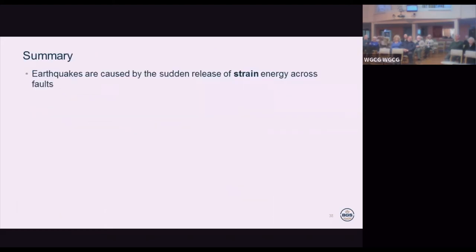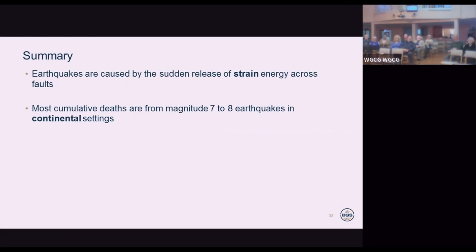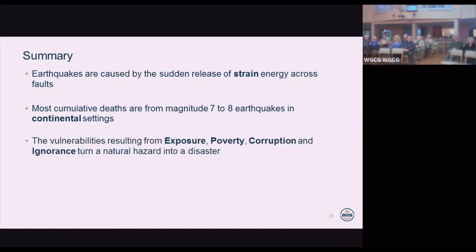So to summarize, despite all the morbidity that I've talked about today, earthquakes simply are caused by the release of strain energy in the ground in a sudden way that causes the ground to shake. Most fatalities in earthquakes are caused by events between magnitude 7 and magnitude 8 in the middle of the continent, away from the subduction zones. And the vulnerabilities from exposure, poverty, corruption, and ignorance, i.e. the four horsemen, are what turn a natural hazard into a disaster. Disaster is always a human construct. Disasters are always about people.